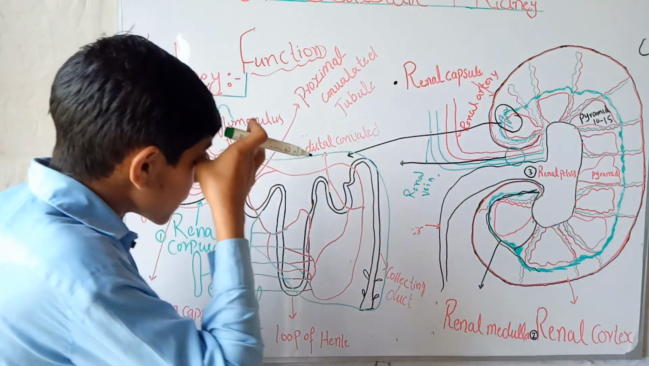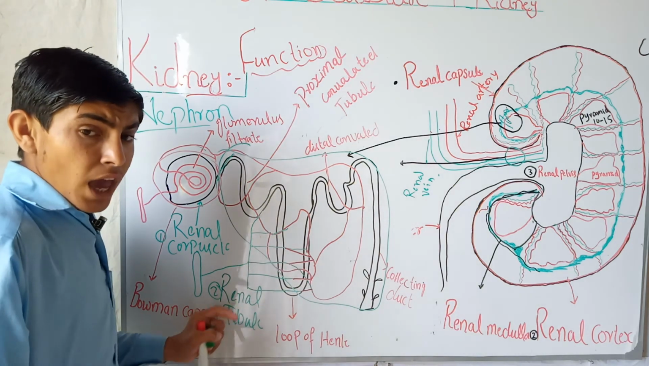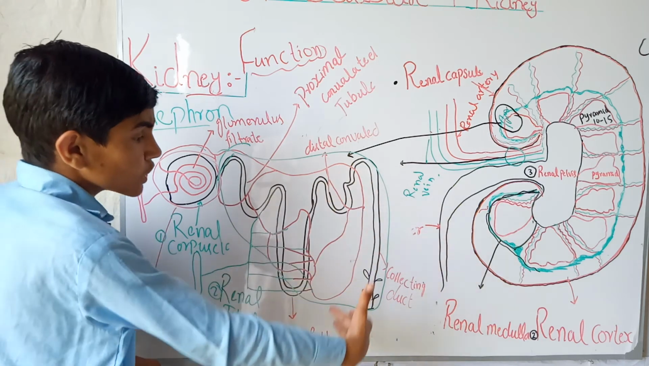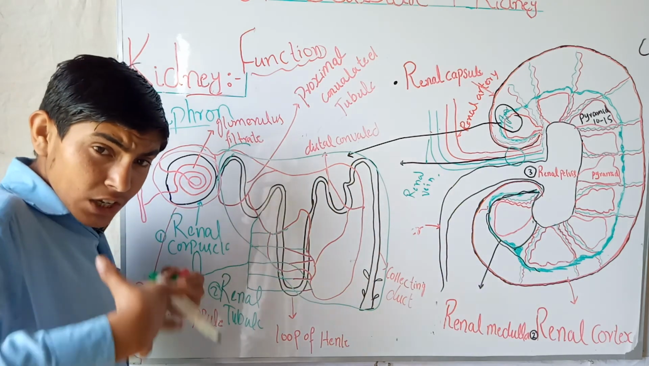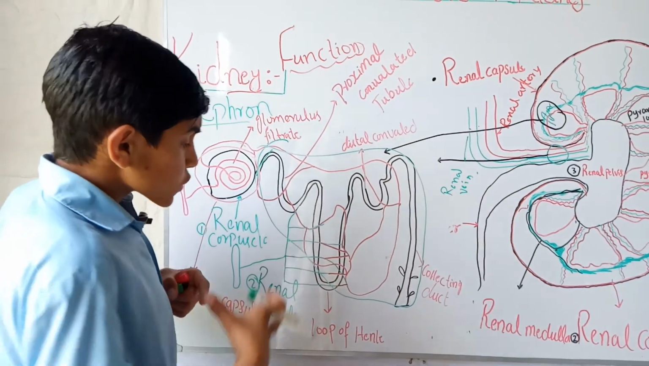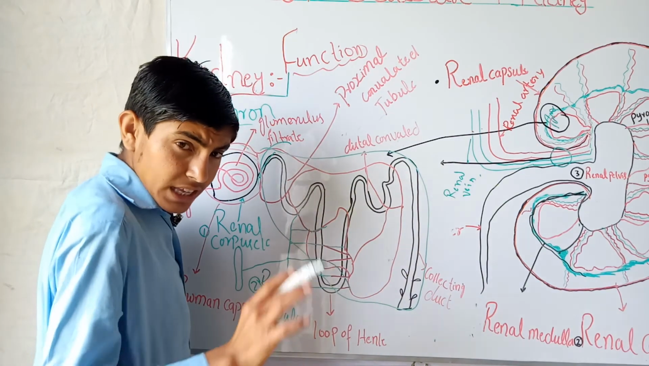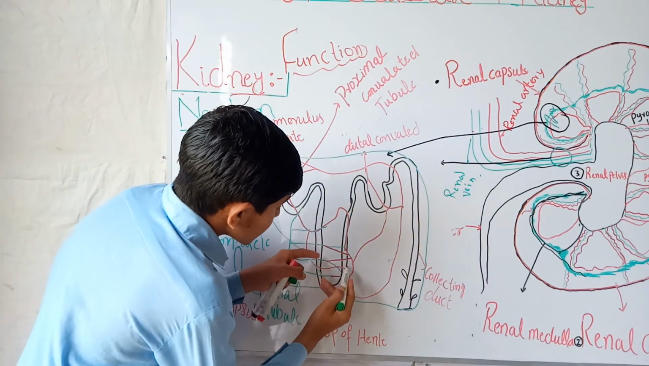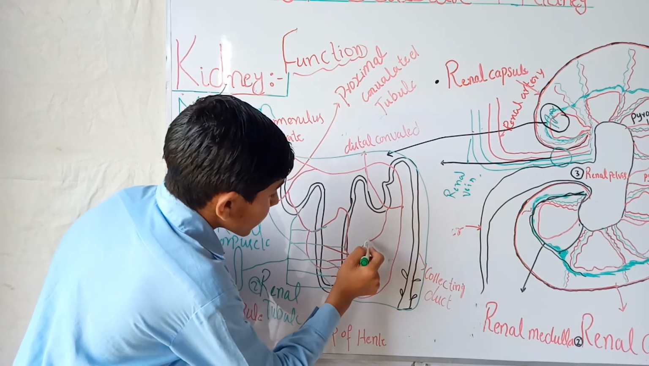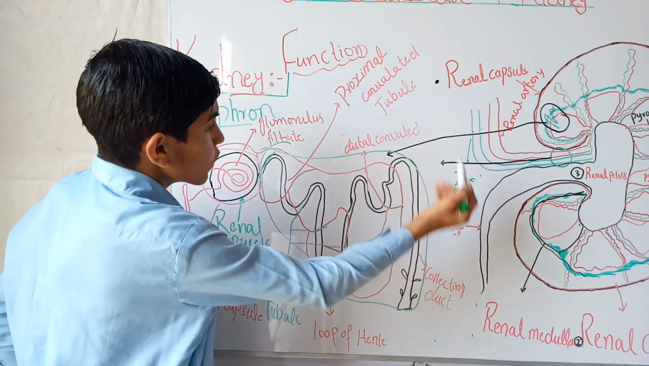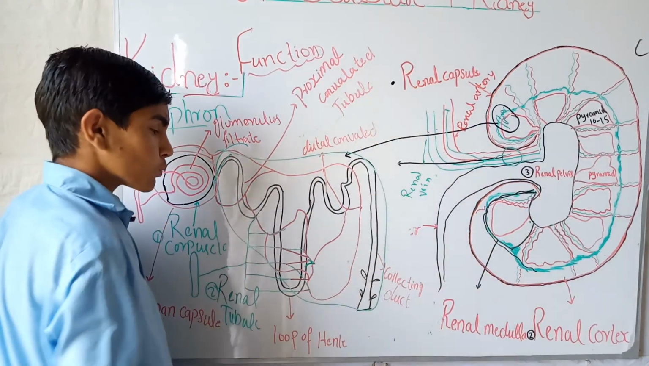The remaining salt and water which are still present in the filtrate, if excreted with the urine, would be dangerous to the body because there would be a lack of salt and water in the body. So in the loop of Henle, the reabsorption of water and salt occurs, in which the salt and water are reabsorbed into the blood, which then goes out and moves toward all of our body.